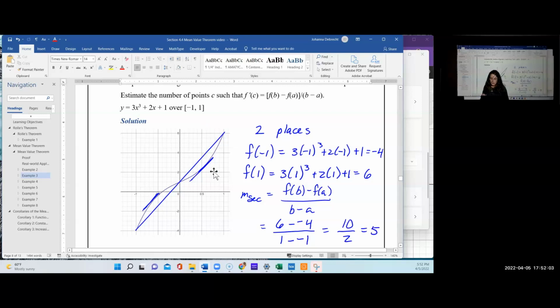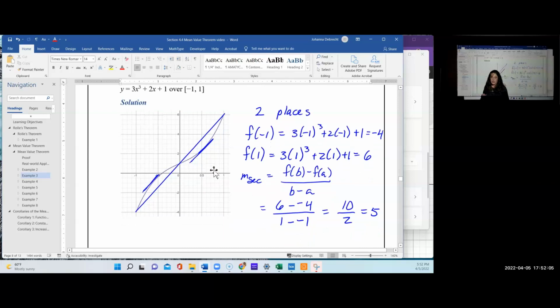So the question is, when do I have the slope of the tangent line, the derivative, equal to 5? So I need to find a derivative. Well, I have the function right here, 3x cubed plus 2x plus 1. Let's take the derivative. So I get f prime, which is equal to 3 times 3 is 9x squared plus 2, and the derivative of 1 is 0. So I have 9x squared plus 2.